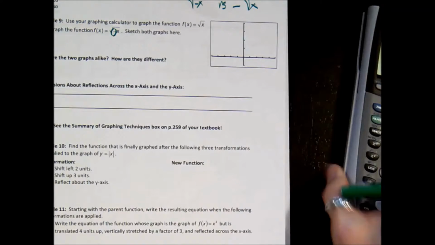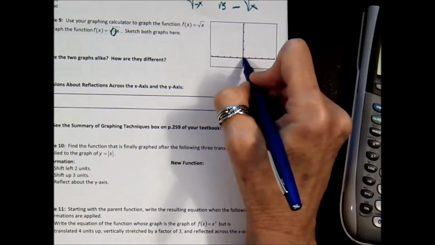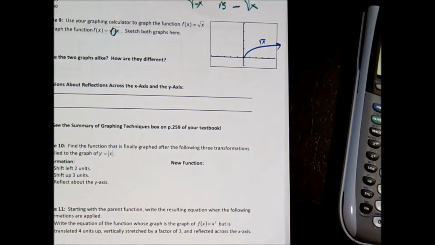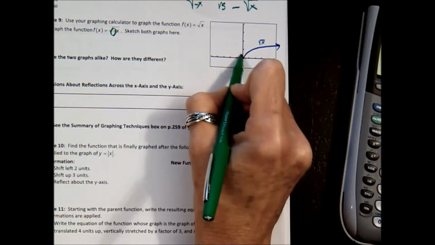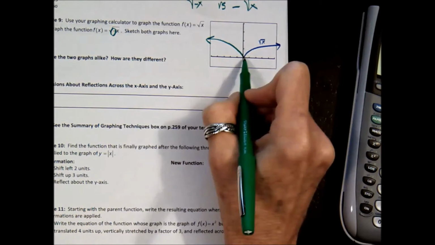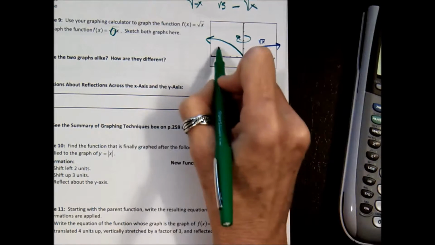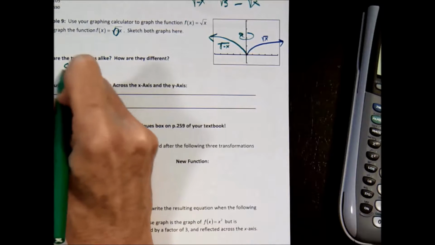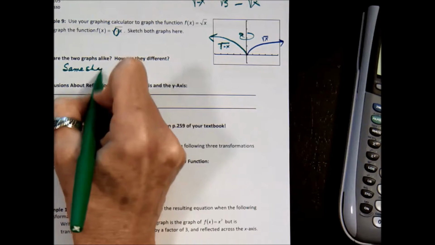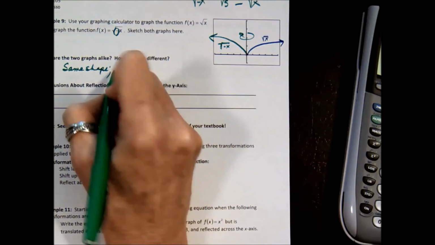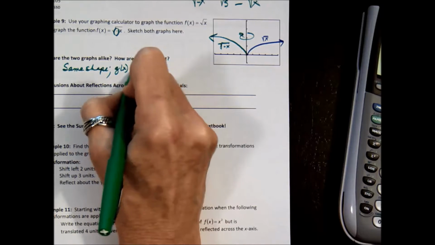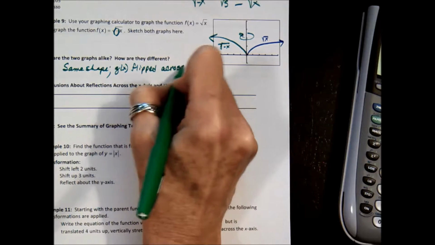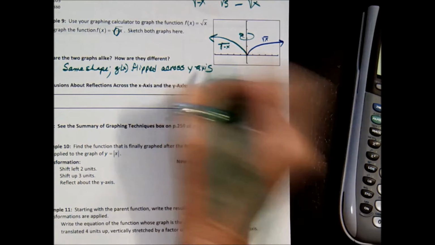So here was our first, we know that. That's square root of x. But what happened when I made that x negative, it took it across the y-axis. So this is square root of negative x. So again, it's the same shape, but g of x was flipped across the y-axis, which is also called a reflection.